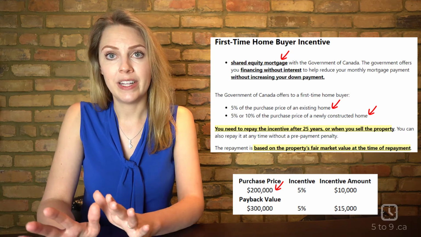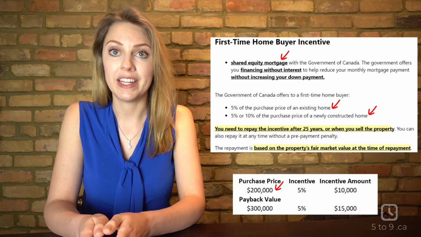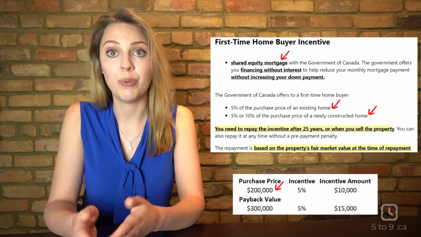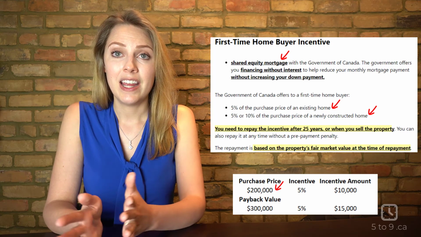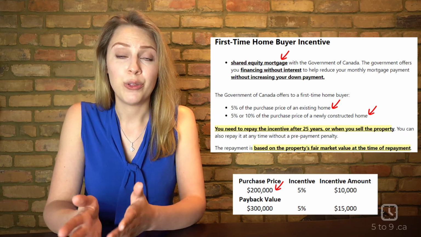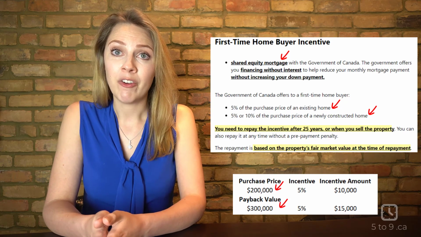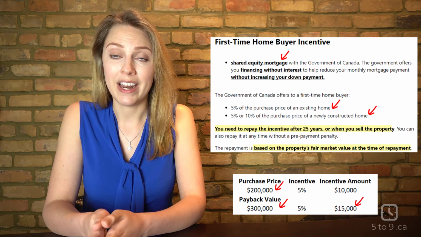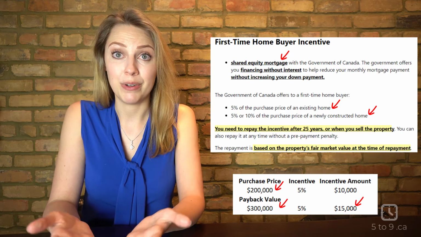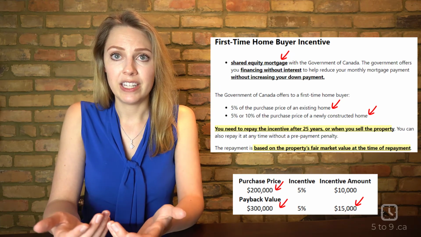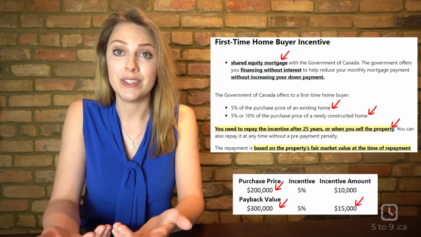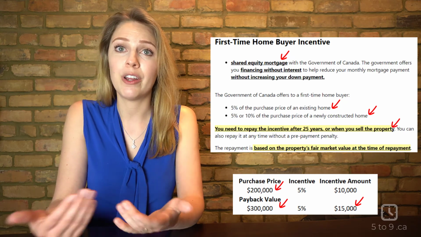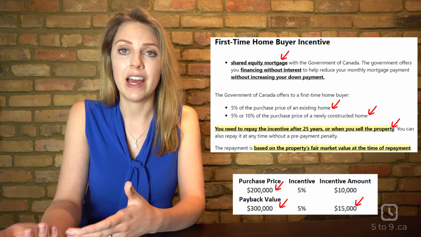So let's just keep it simple. Let's say you purchase a property for $200,000 and the government has given you 5% of that to put towards the down payment. So that value is $10,000. Let's say you go to sell the property in the future and it's worth $300,000. Now you owe the government $15,000, or 5% of what the value of the property is when you go to sell it. So the other thing to consider here is that you have 25 years to pay back the government, and you can either pay them off as quickly as you like. It has to be done within the 25 years, or if you go to sell the property, then they will get their incentive back out of the property at that time.